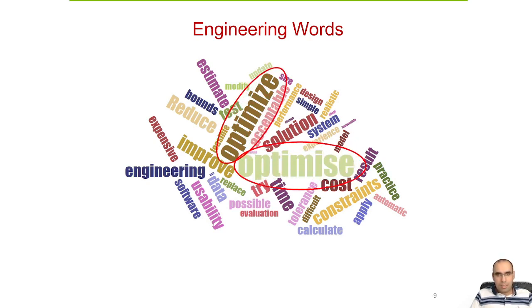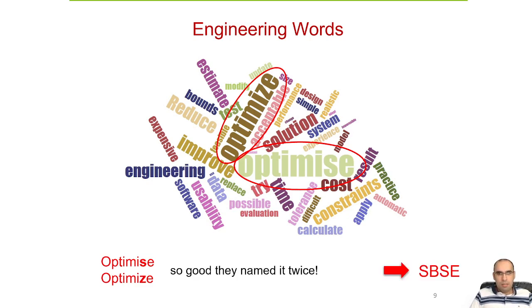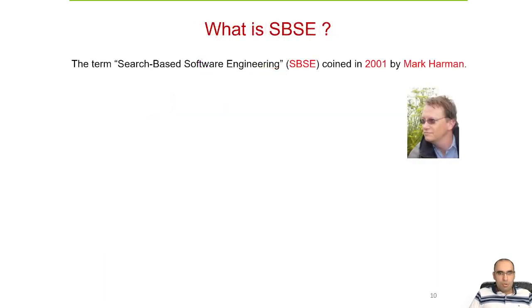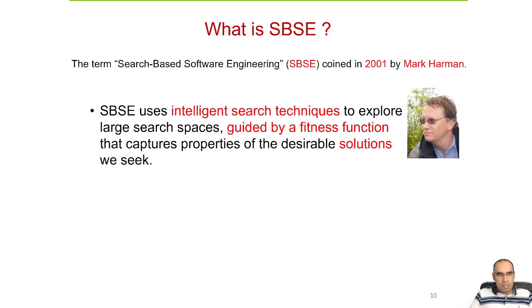We see that they named here the word optimize twice, in British and in American spelling. So optimization is at the core of search-based software engineering. The term search-based software engineering was coined in 2001 by Mark Harman, and SBSE is about the use of intelligent search techniques to explore large search spaces.